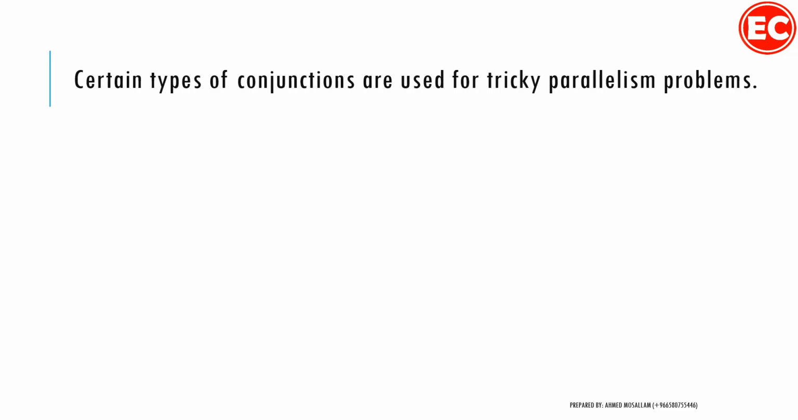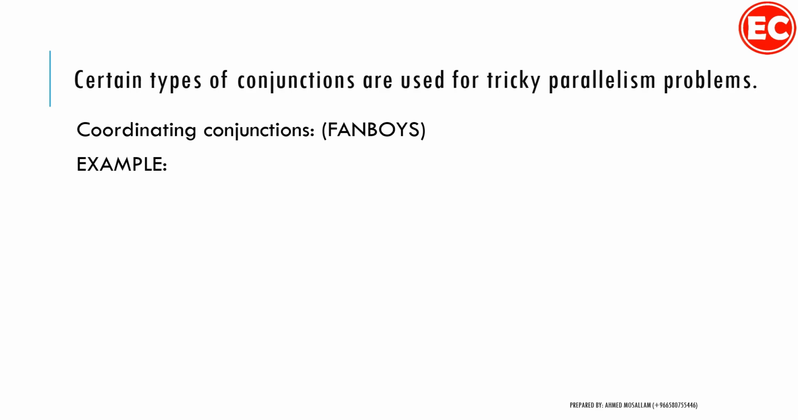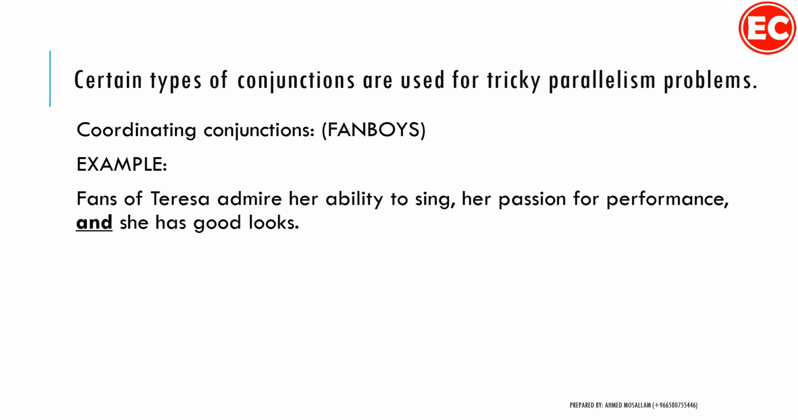Certain types of conjunctions are used for tricky parallelism problems. One of them is coordinating conjunctions, which is the fanboys. Look at this. Fans of Teresa admire her ability to sing, her passion for performance. So from the second comma, for the first comma, you can get the parallelism that you need. So here, her passion for performance. Here, her ability to sing.